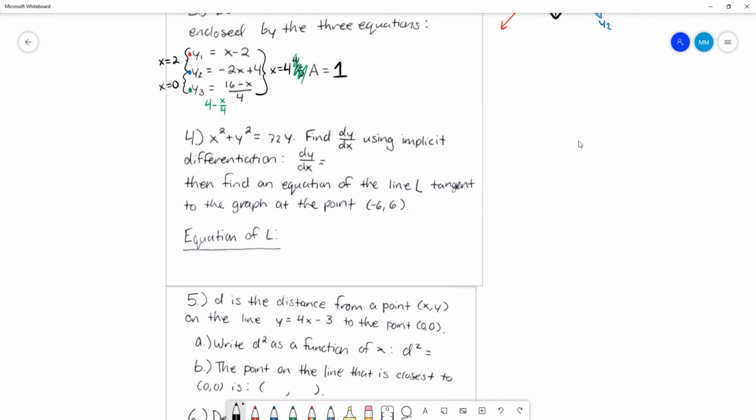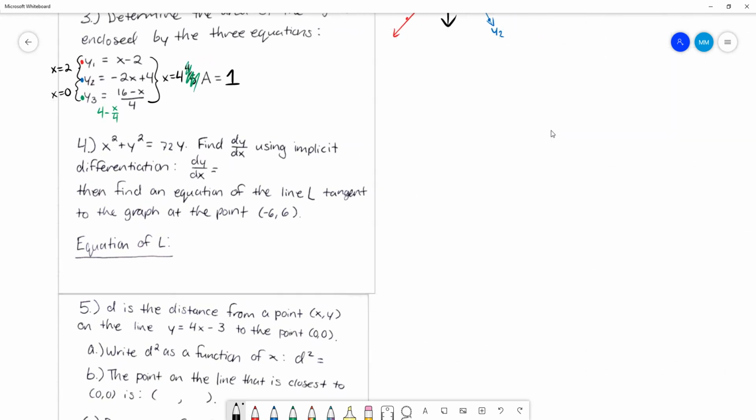Number 4 uses some implicit differentiation. So we're given this equation here, and we want to find dy/dx by taking the derivative. If I have x squared plus y squared equals 72y, taking the derivative, that's going to be 2x plus 2y dy/dx equals 72 dy/dx.